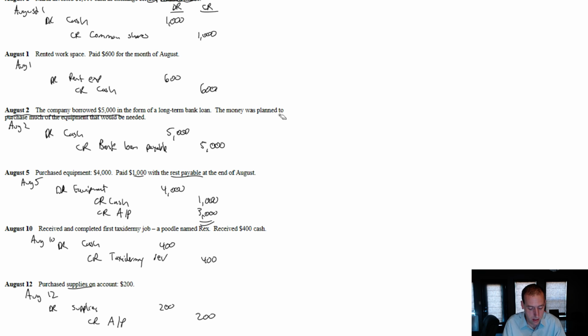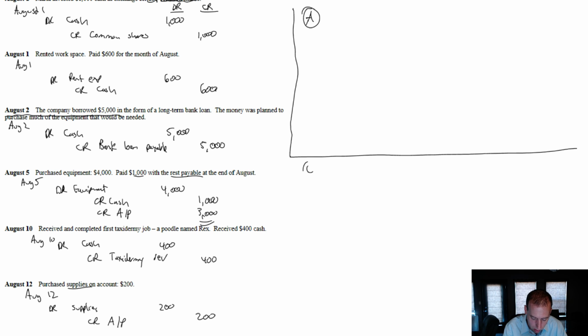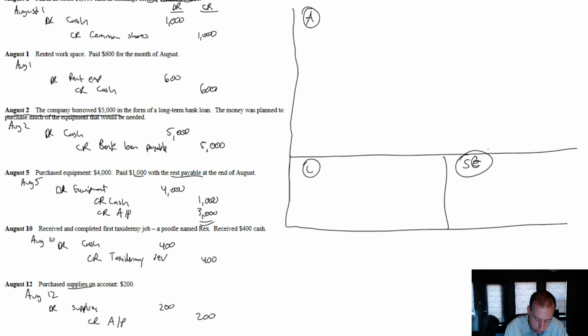So we'll start by making sections here. I'm going to have a section for assets. I'm guessing. It's tricky on these screens. Liabilities. I probably won't need that much room. Shareholders' equity. Revenues and expenses. God help me. I hope I've got enough room. We'll find out. Okay, so let's start with our first journal entry.